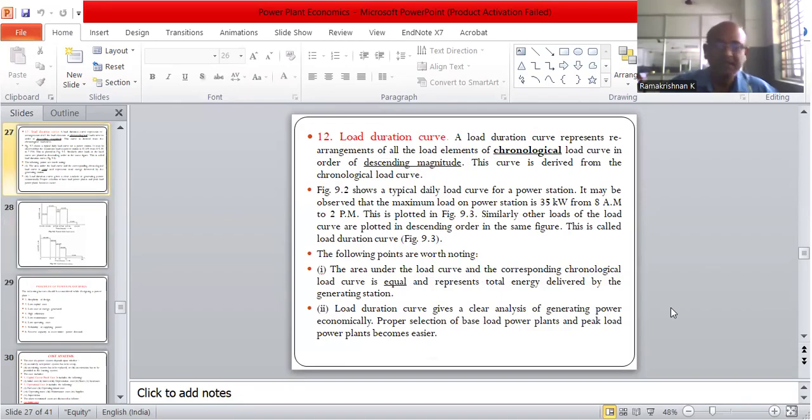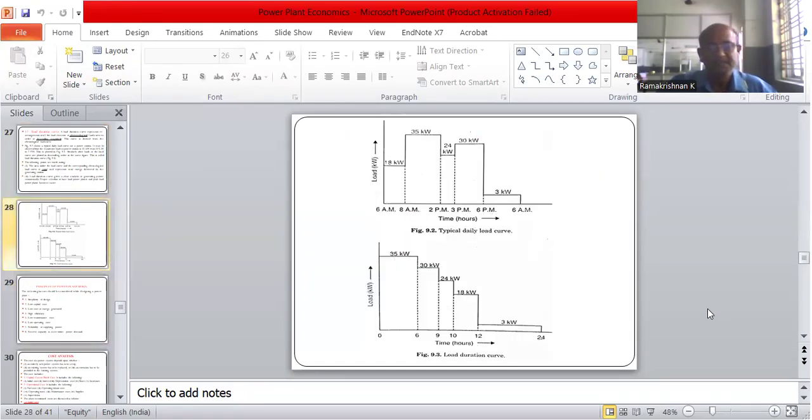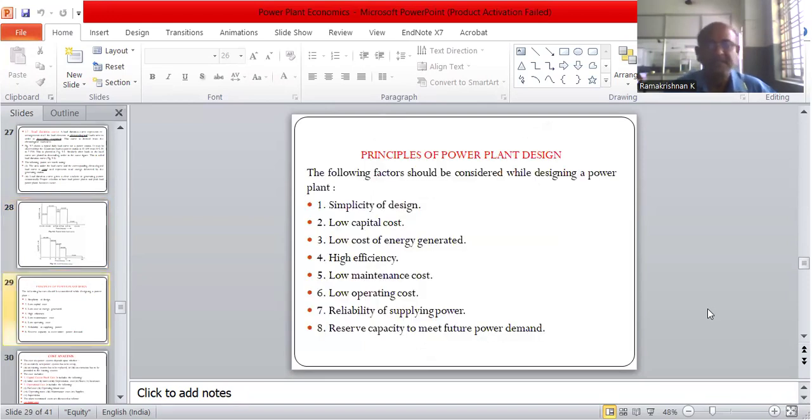What information can be inferred from the load duration curve? The area under both curves, the load curve and the load duration curve, is similar and equal. And it gives us a clear picture for the analysis of generating power economically. So these are the terms involved in power plant economics and the principle of power plant design.